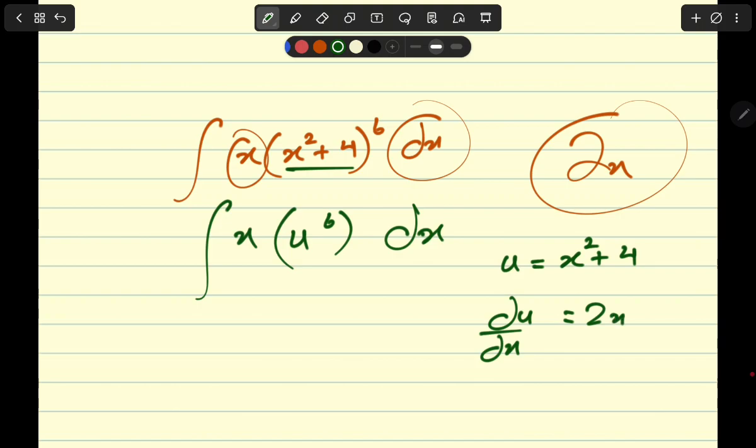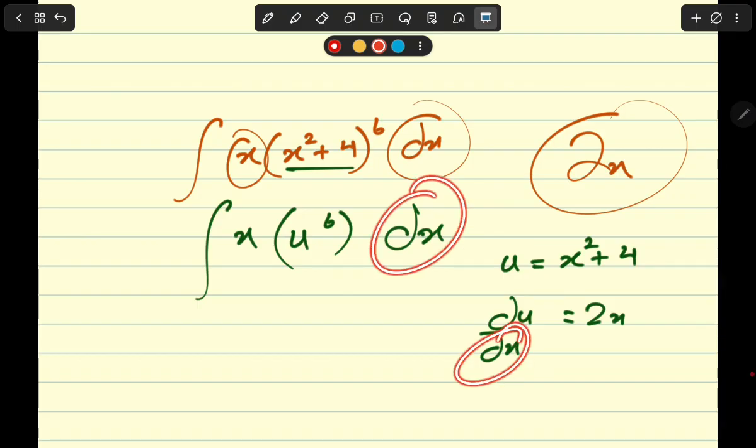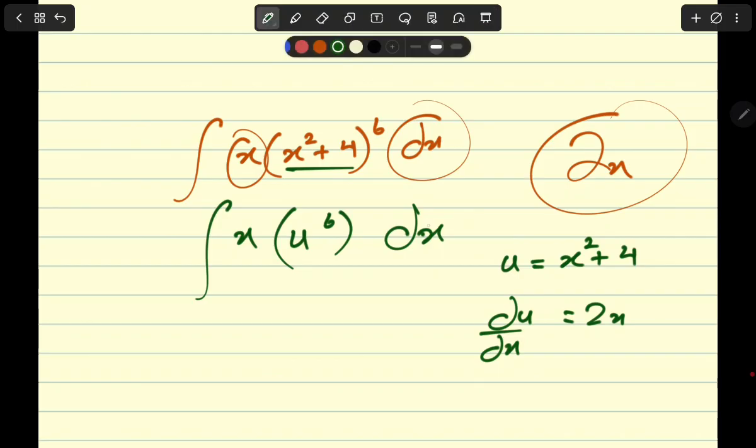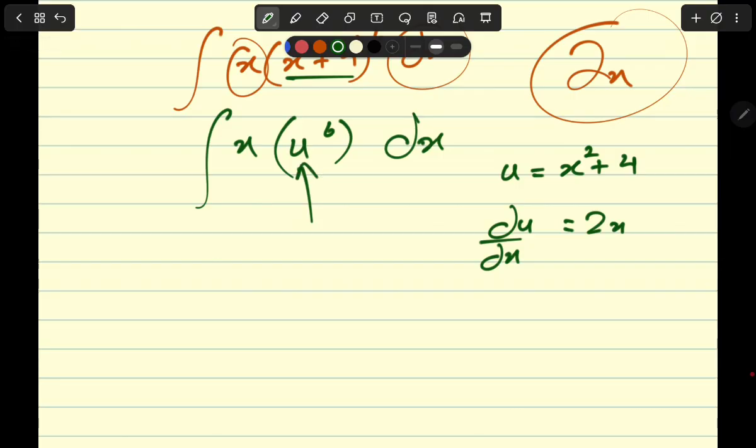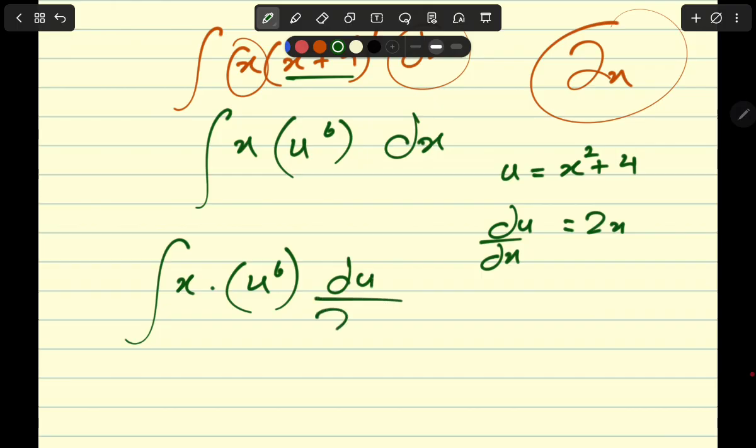And now let's see something. I do have a dx here and a dx here. So why do I not make this a subject, and try to get rid of this dx from the integral, because this is irrelevant, because now we have got a u here as well. So we can only integrate u with respect to x. So now this becomes what? This becomes x times u to the power of 6, and dx is going to be du upon 2x.